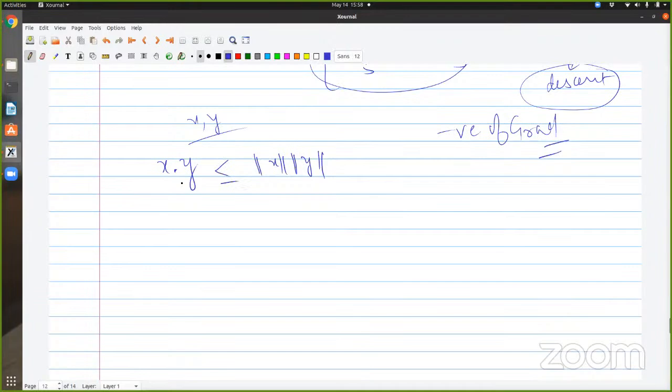Firstly, it is always less than or equal to. That's what the Cauchy-Schwarz inequality tells us: the dot product is always less than or equal to the product of the magnitudes. In which case is it equal?